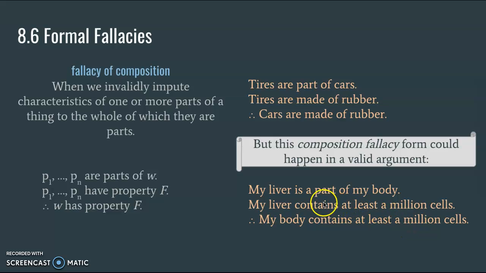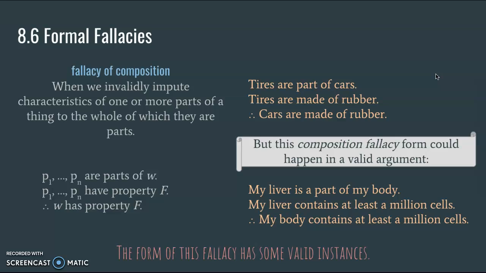Okay. And again, I think it's better as a semantic fallacy because it's really about what we mean by "is a part of" or "contains," at least. I think that matters here. All right. So the form of this fallacy has some valid instances, is the point. Both of these arguments take the form of that fallacy, but this one comes out invalid on a superficial reading, and this one would come out valid on a superficial reading.